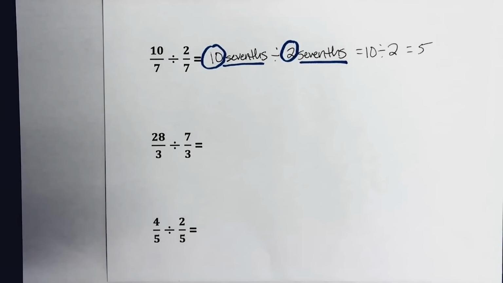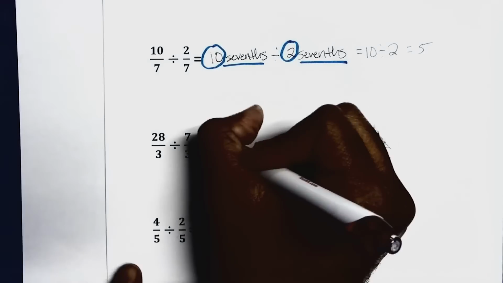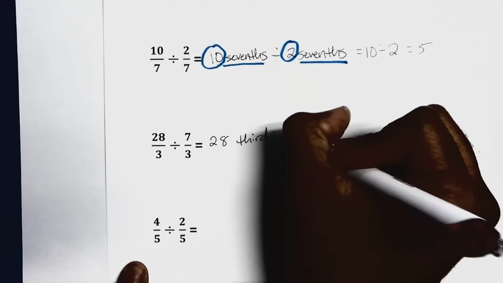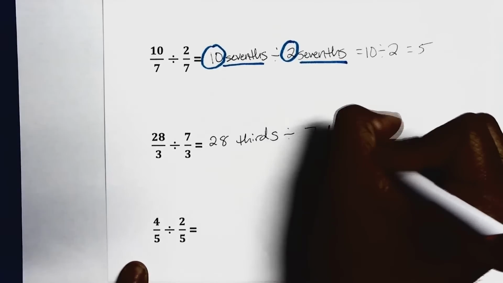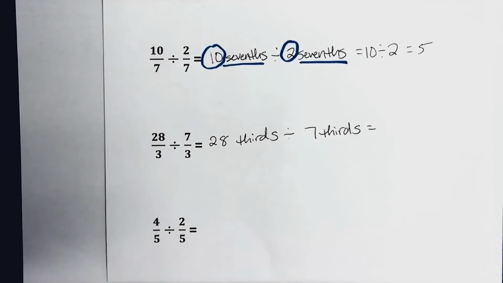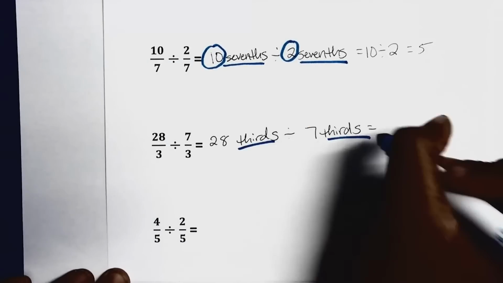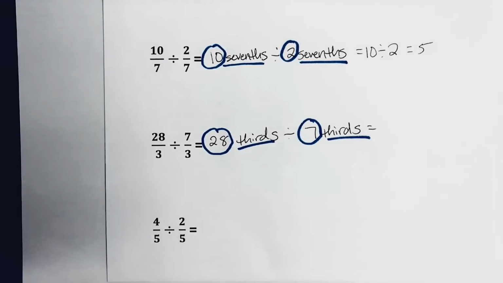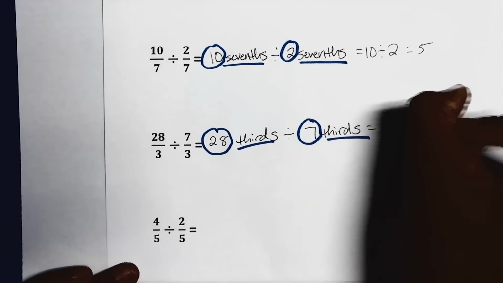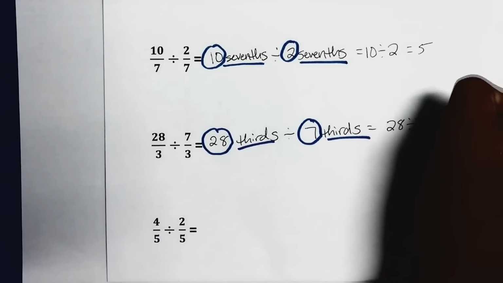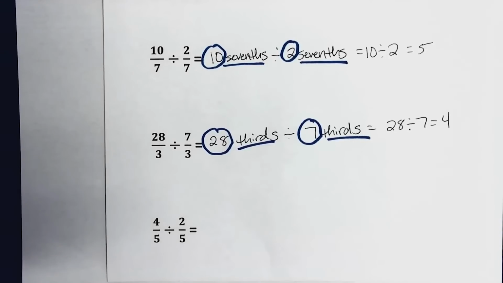I have 28 thirds divided by 7 thirds. Still the same. So now I can look at my numerators. So that's the same thing as me saying 28 divided by 7, which is going to give me what? 4. Good job. Let's do another one, the last one.